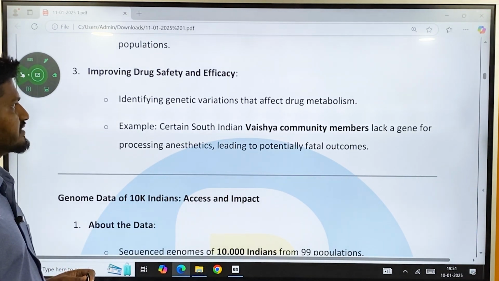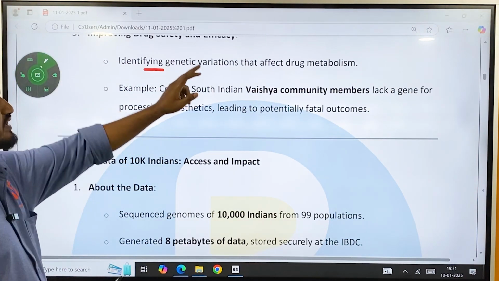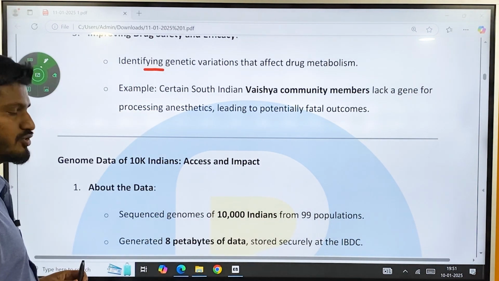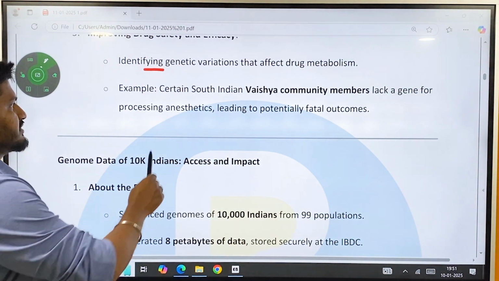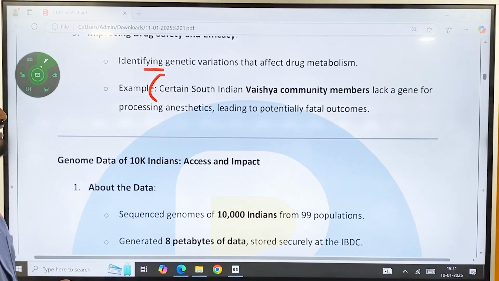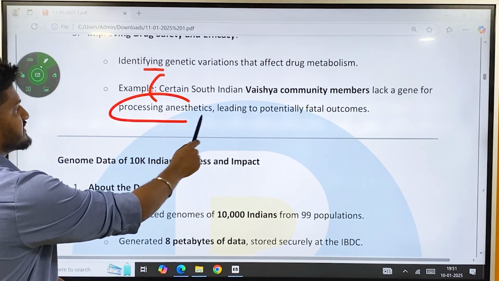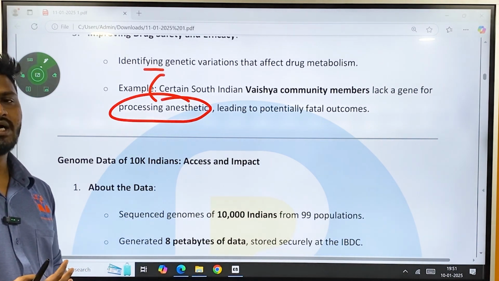It is improving drug safety and efficacy, by identifying genetic variations that affect drug metabolism. Through this, we can improve the efficacy of the drugs. For example, certain South Indian Vaishya community members lack a gene for processing anesthetics, leading to potentially fatal outcomes. They cannot process anesthetics. As a result, whenever there needs to be a surgery, they have to go through a hard way.